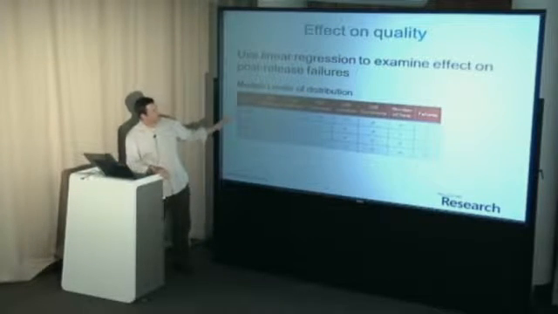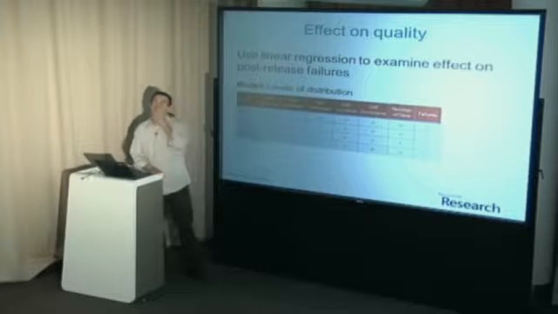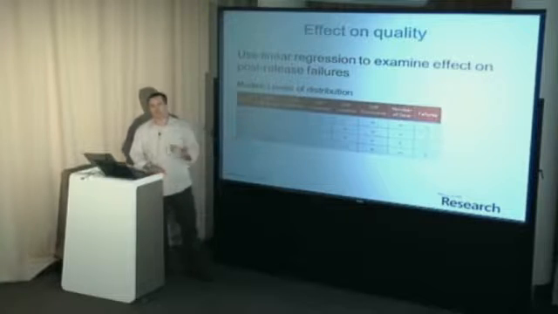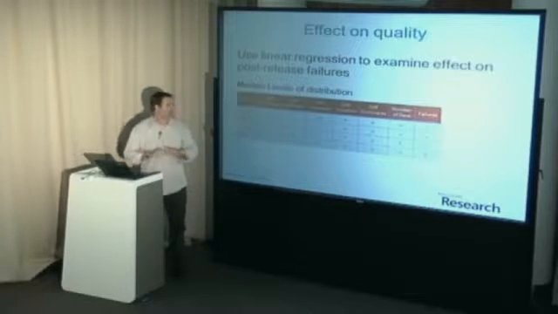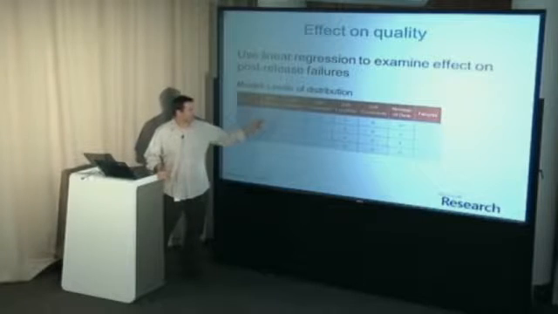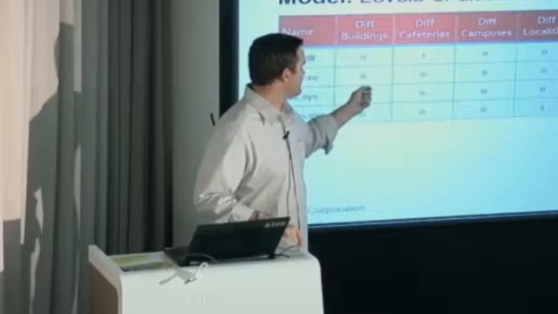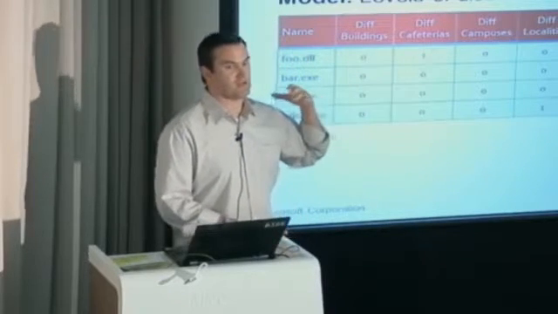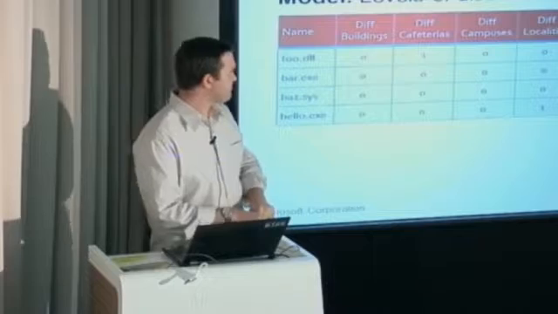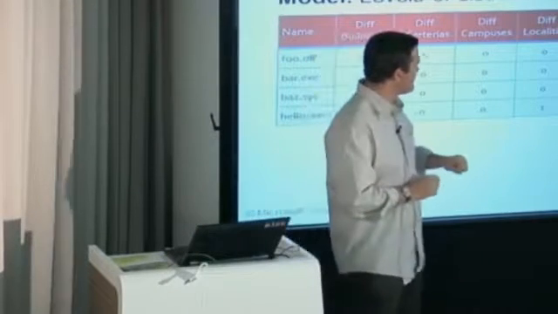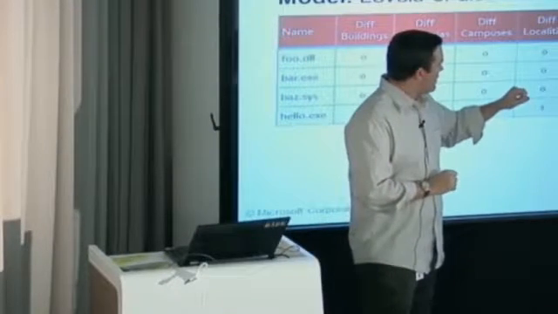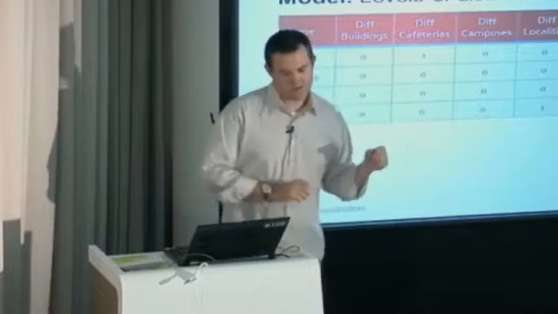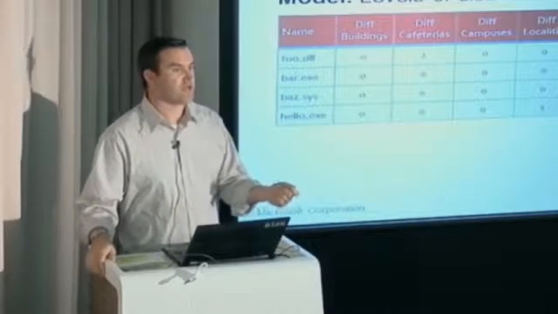For every binary, we had a Boolean variable that indicated the level of distribution. And we did this because we didn't expect that there's actually a linear relationship between distance between buildings and cafeterias and campuses. We wanted to determine if there's a particular level where above that level, the quality really diminishes greatly. And in prior research, a lot of people have found that the number of developers working on a particular piece of software is strongly related to post-release quality. And we wanted to control for that.